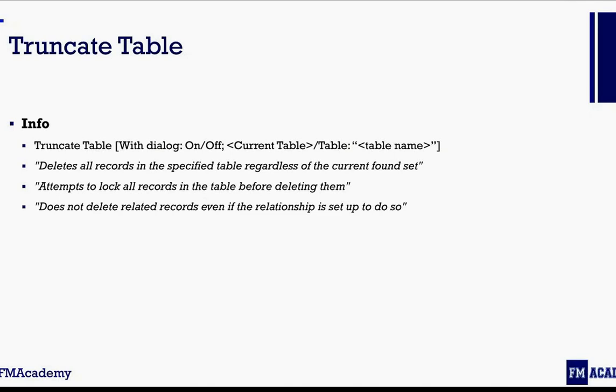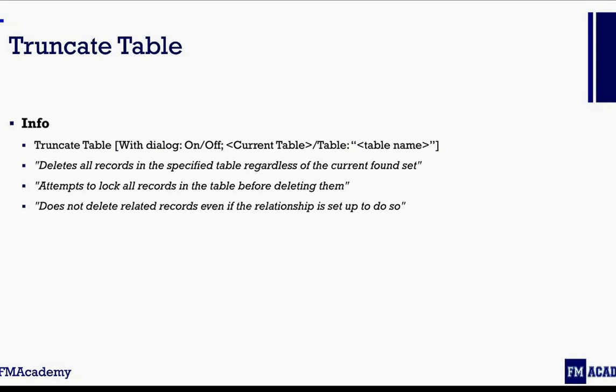And there are some parameters. Again, I've quoted these out of the FileMaker help. It deletes all records in the specified table, and it doesn't care what the found set is in that table. It doesn't matter whether you're even in that context. You could be in the person table and say delete all companies. And it doesn't matter if the last time you were in the companies table you had 5 companies found out of 10,000, it's going to delete all 10,000.